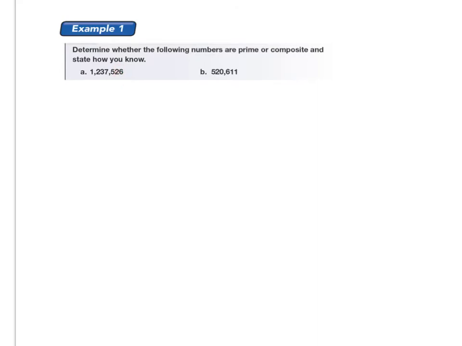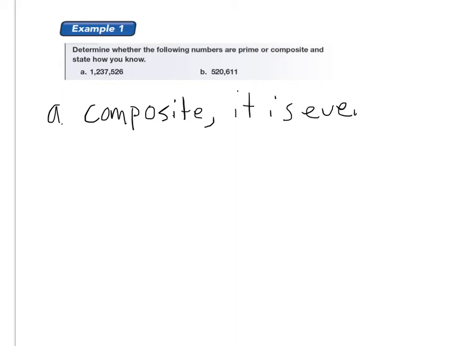The next easiest is usually 2. 2 says if the number is even, then 2 goes into it. Well, this ends in 6. That means it is even. So this number, for letter A, is composite. And our reasoning, since it says determine whether the number is prime or composite and state how you know, is because it is even. So it is divisible by 2. So it's divisible by something other than 1 and itself. It's divisible by 2.